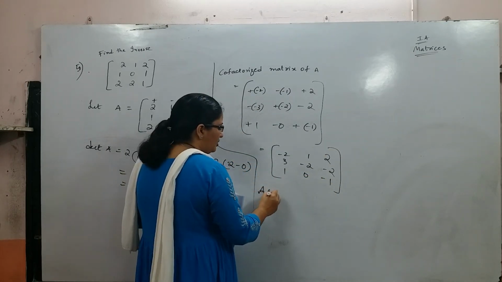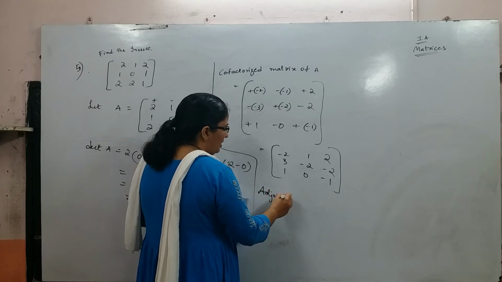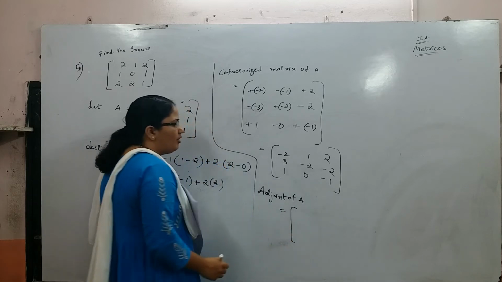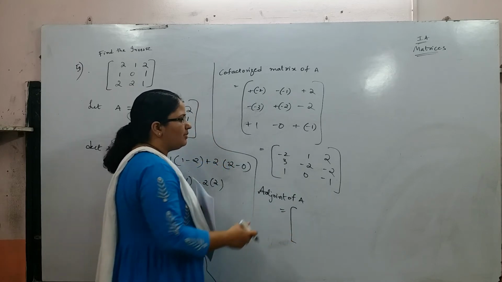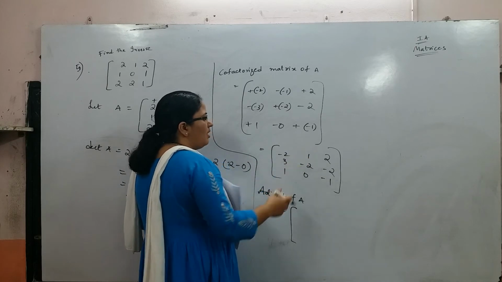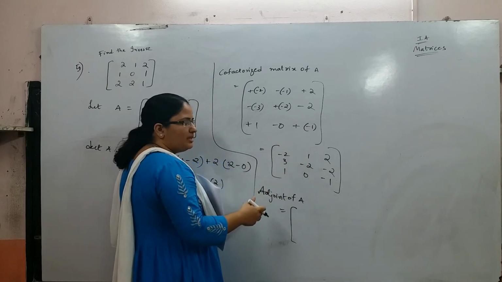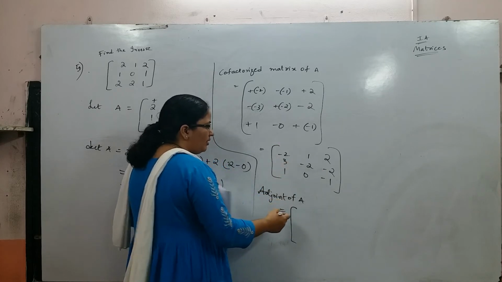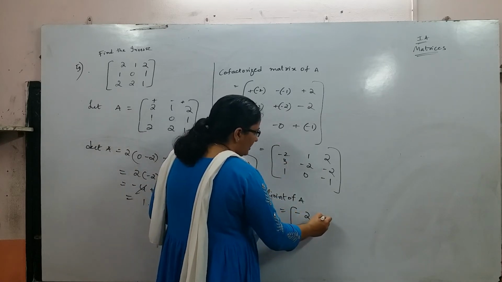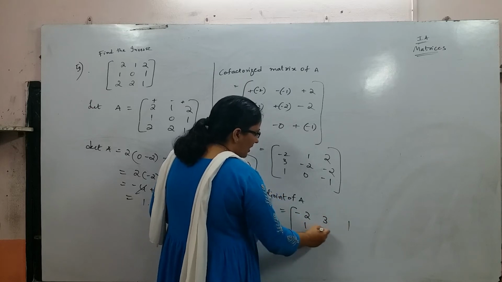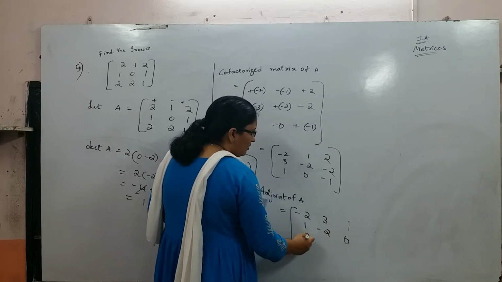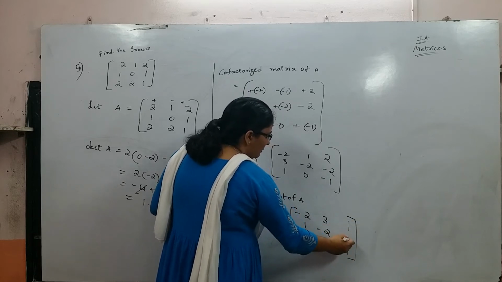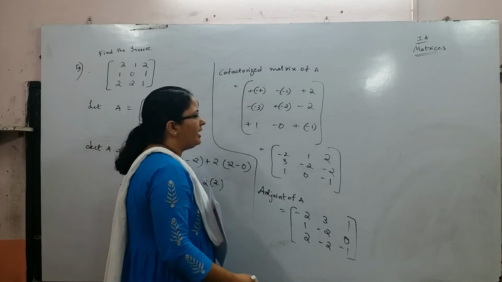We have to find the adjoint of A, which is the transpose of the cofactor matrix. How to do the transpose? You write columns as rows, or you can write rows as columns. Both are the same. I am writing columns as rows, so you get minus 2, 3, 1; 1, minus 2, 0; 2, minus 2, minus 1. So this is the adjoint of A.